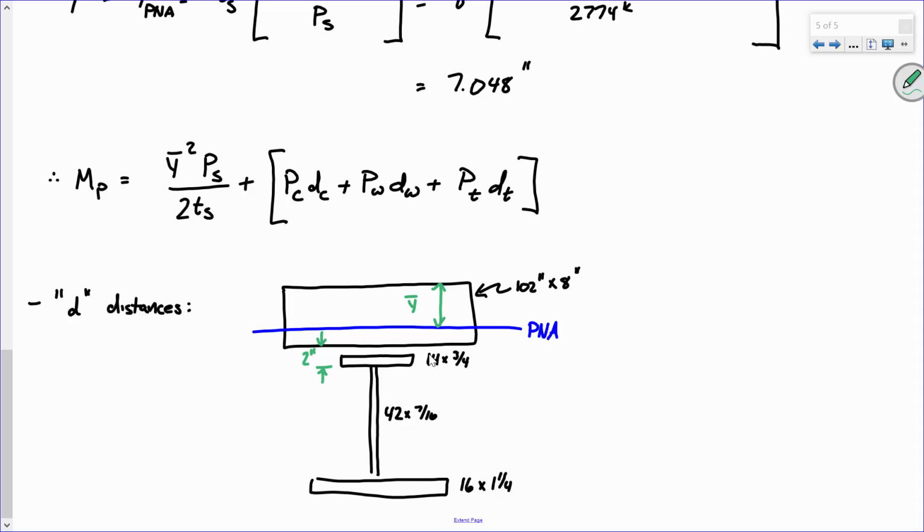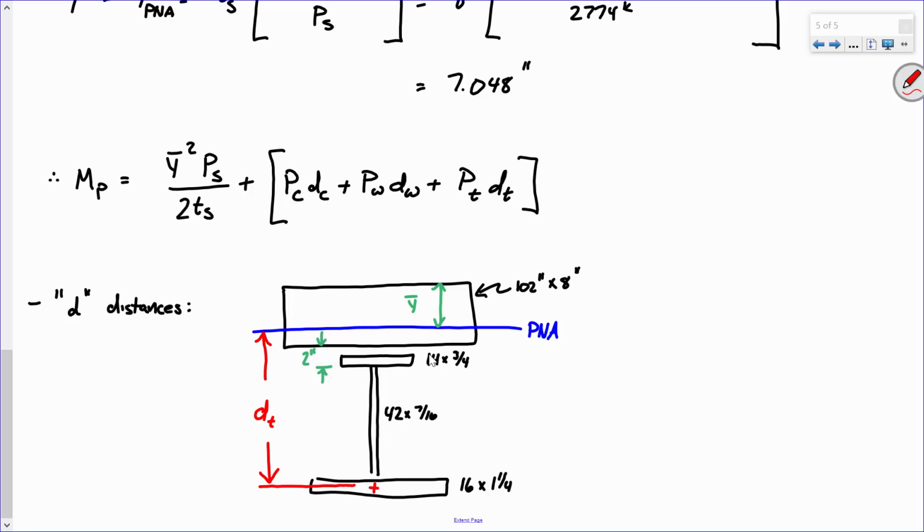Okay. I'm going to start off with the tensile flange, which is the one on the bottom. Would you agree that the tensile flange's centroid, its center, is somewhere about right there? I propose to you that dt is this distance right here. That is dt, the distance from the center of that flange to the P&A. Okay? Make sense? Now, here's how I'm going to compute that.